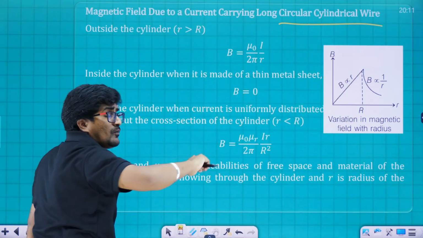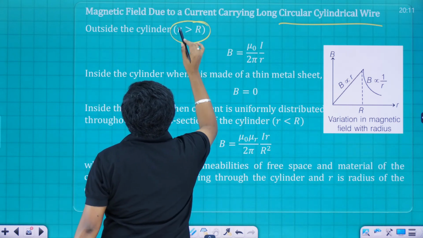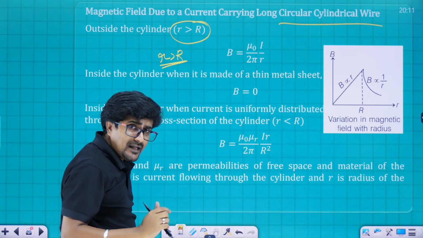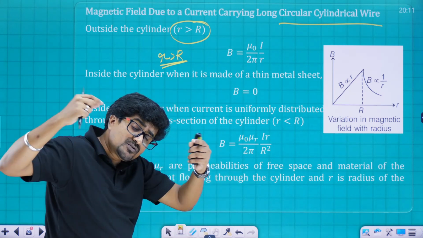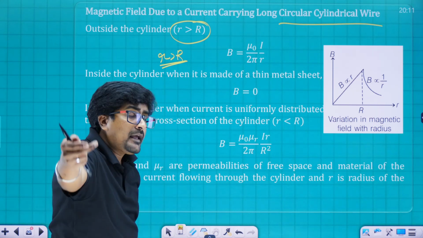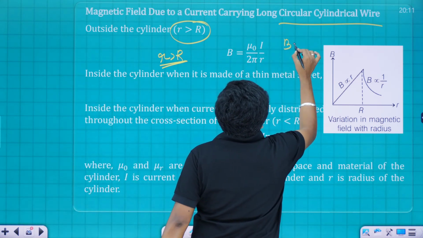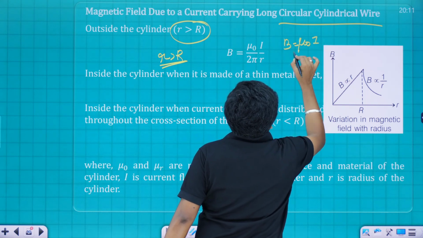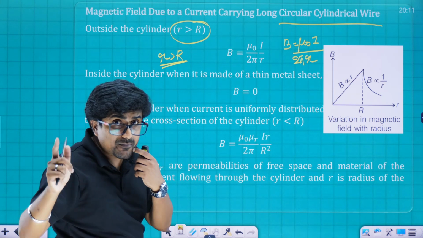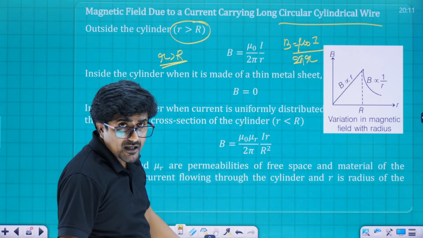For case number 1, we are going to have small r greater than capital R. I repeat, small r greater than capital R. That means we are going to have a point outside the cylinder, not even on the surface of the cylinder, again far away from that. In that case, the magnetic field is going to be B equals mu naught times I divided by 2 pi r, where small r is the distance from the center, and I is the current passing through it.